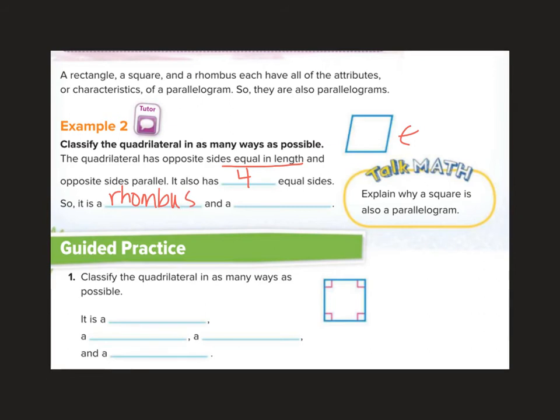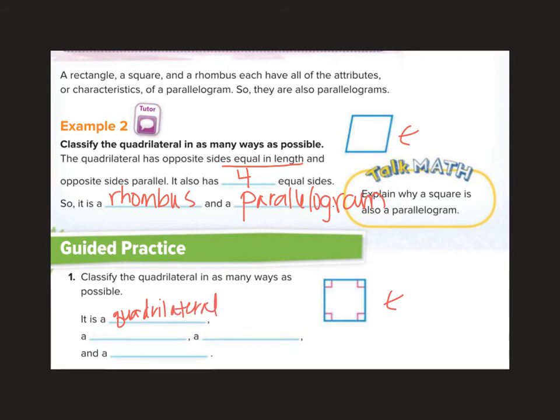And if it's a rhombus, and we go up on our tree that you copied down because you paused the video and you wrote it in your notebook, if we go up on our tree, it is also a parallelogram. Right? Because if it has to follow parallelogram, it would also be a quadrilateral. And if we went even farther up from quadrilateral, it would be called a polygon. Okay, classify this quadrilateral in as many ways as possible. So it is a quadrilateral because it has 4 sides.